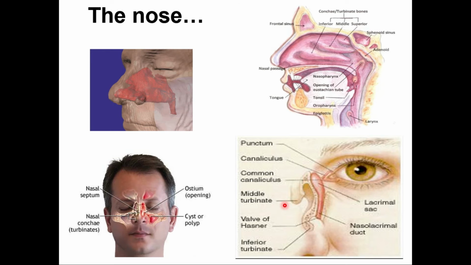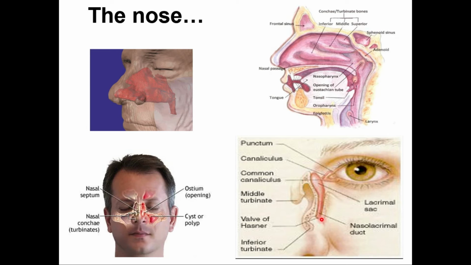The concha passage leads to the passageway called the pharynx. Here in the front diagram of the nose, we can see that the ear is connected to the sinuses, the ears through the eustachian tube, and even the eyes through the nasolacrimal ducts. They are connected. Here in this diagram, we can see the lacrimal sac and the nasolacrimal duct.